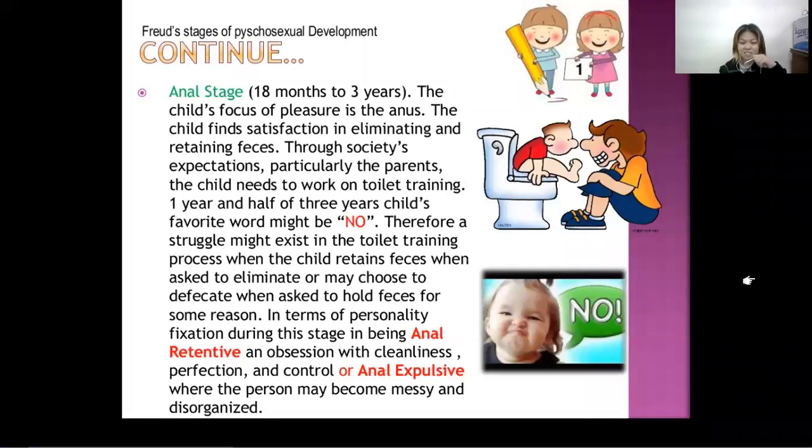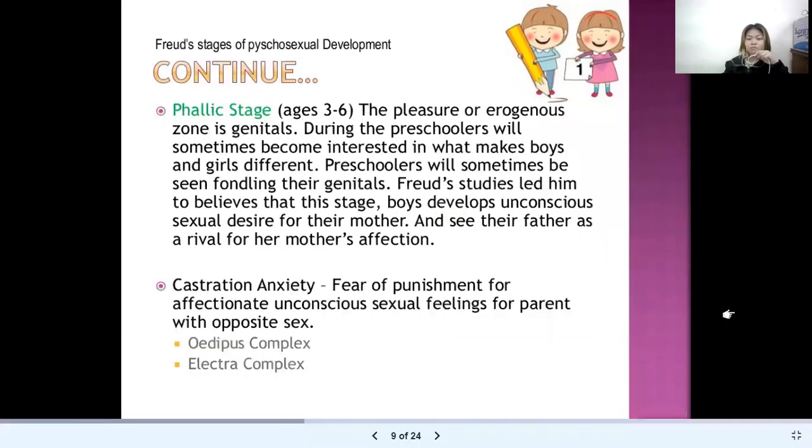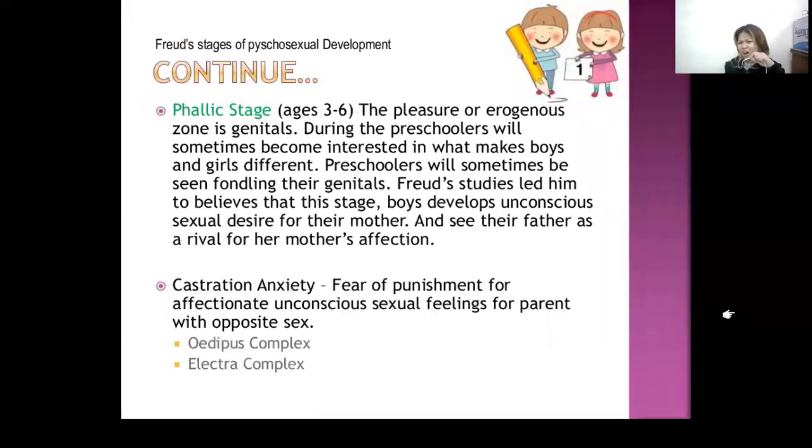Okay? So that's anal stage. And then we proceed with phallic stage. So phallic stage naman, ito yung somehow you might find questionable, like, is that true? But it is true according to Sigmund Freud. Okay, so the phallic stage happens from the ages 3 to 6. So the pleasure area or the erogenous zone in the phallic stage is your genitals. So it's a common thing to see children ages 3 to 6 hold on to their genitals kasi that's their pleasure zone.